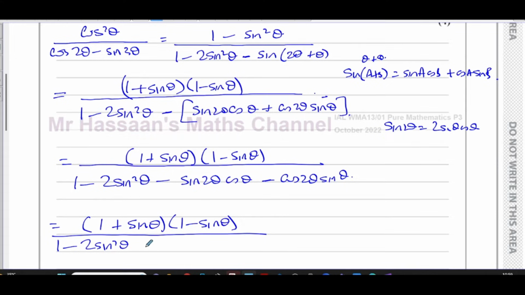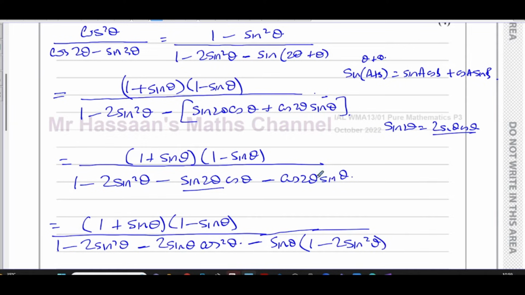So this is going to give me minus, and this will be 2 sine theta times cosine theta times another cosine theta. So that's going to be 2 sine theta cosine squared theta, because when I replace the sine 2 theta with this, I'm going to have a cosine theta times another cosine theta. I just wrote that down to save me an extra line. And then we've got sine theta multiplied by cosine 2 theta, which we already mentioned is the same as 1 minus 2 sine squared theta. So that's sine theta times 1 minus 2 sine squared theta.